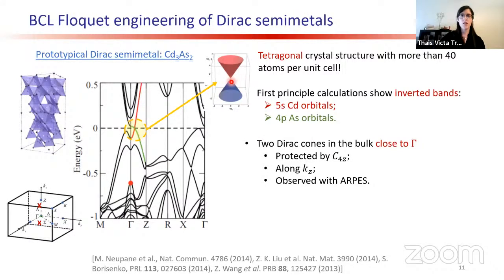In this material, there are two of them, one in the positive part of the kz axis, the other one in the negative part. So these cones are along the gamma-Z direction. And as I said before, a Dirac semimetal needs crystal symmetry to be protected. In this case of cadmium arsenide, the symmetry is fourfold rotation along this z-axis where the cones are. And these Dirac cones were observed by ARPES, okay?